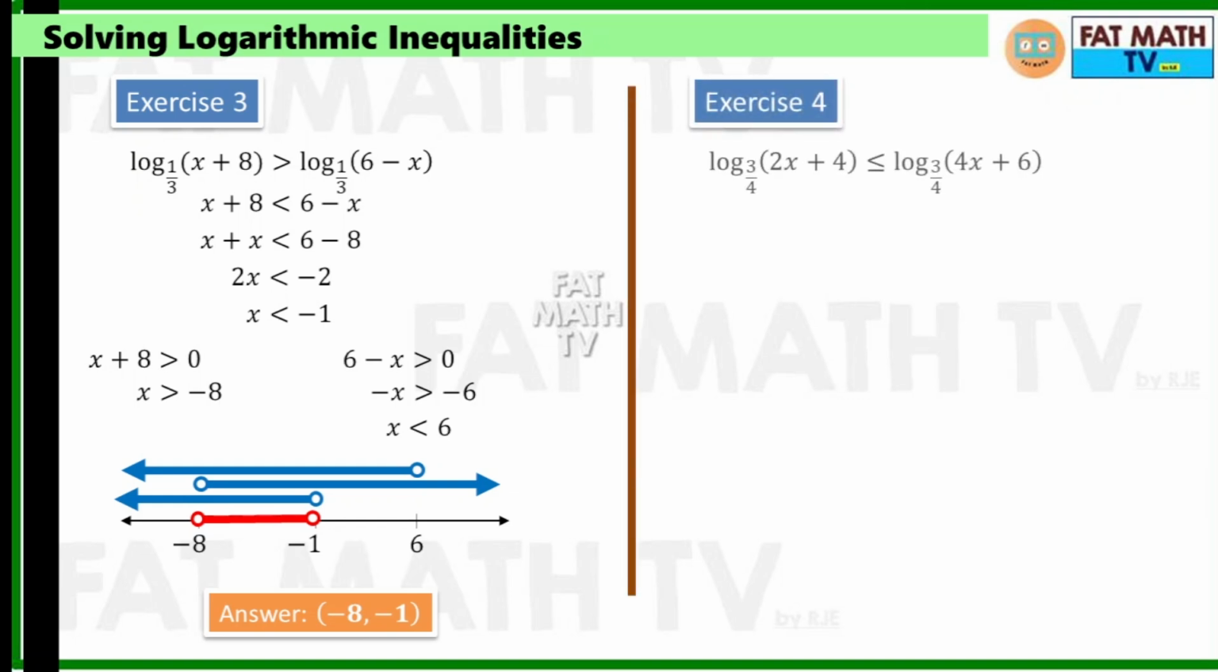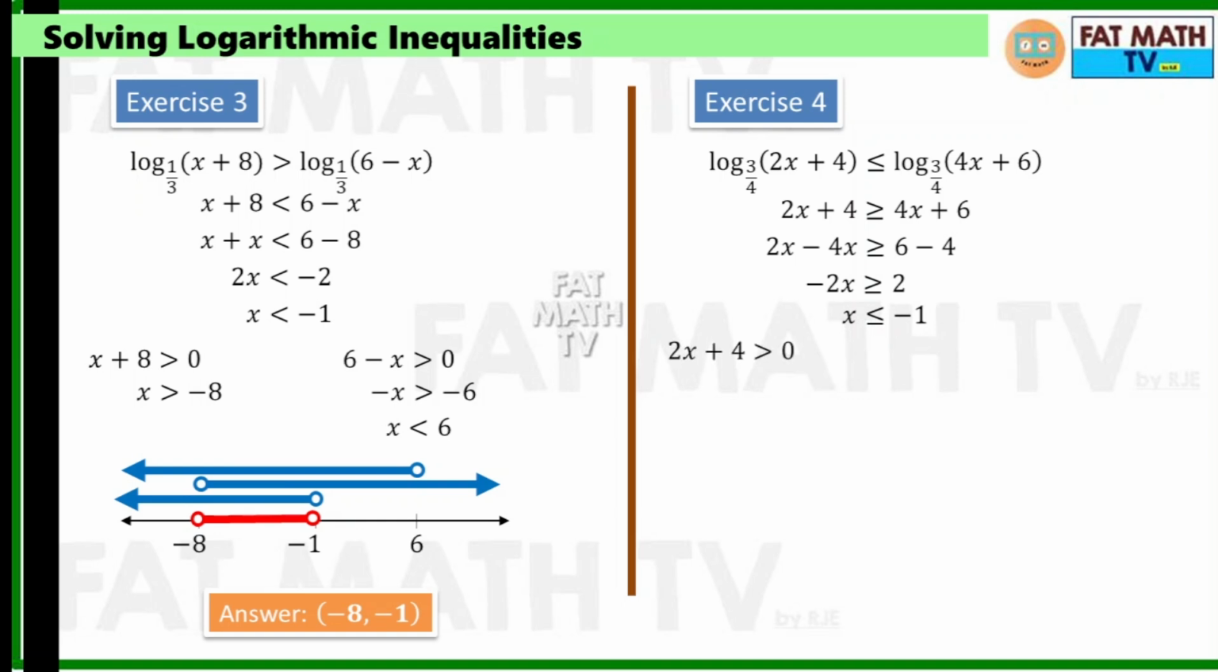Last number, exercise number 4. Here we should have 2x plus 4 is greater than or equal to 4x plus 6. Take note that here we have a less than, but here, if we get the logarithm, it's now greater than or equal because our base is less than 1. So we will have 2x minus 4x is greater than or equal to 6 minus 4. That will be negative 2x is greater than or equal to 2. Divide both sides by negative 2. x is less than or equal to negative 1.